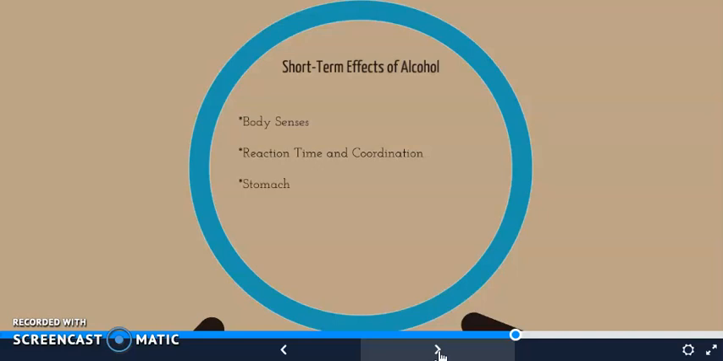Stomach. Alcohol irritates the stomach by provoking an increased flow of stomach acids. Stomach acids may irritate the lining of the stomach and can cause both heartburn and ulcers. Combining alcohol with aspirin increases the risk of bleeding in the stomach.